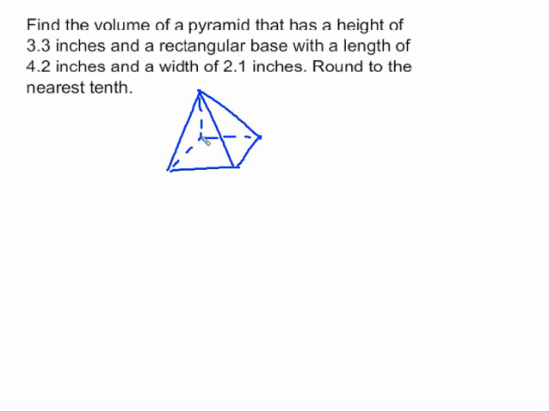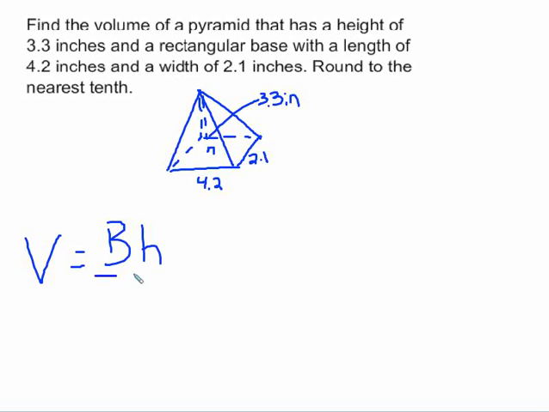Okay, and we know that the height of the pyramid, which goes from the vertex down to the base on a perpendicular, is 3.3 inches, and I know the base is 4.2 by 2.1 inches. So like I said, this would be a great time to pause the video and try this on your own. I know volume equals base area times the height of the pyramid divided by 3.